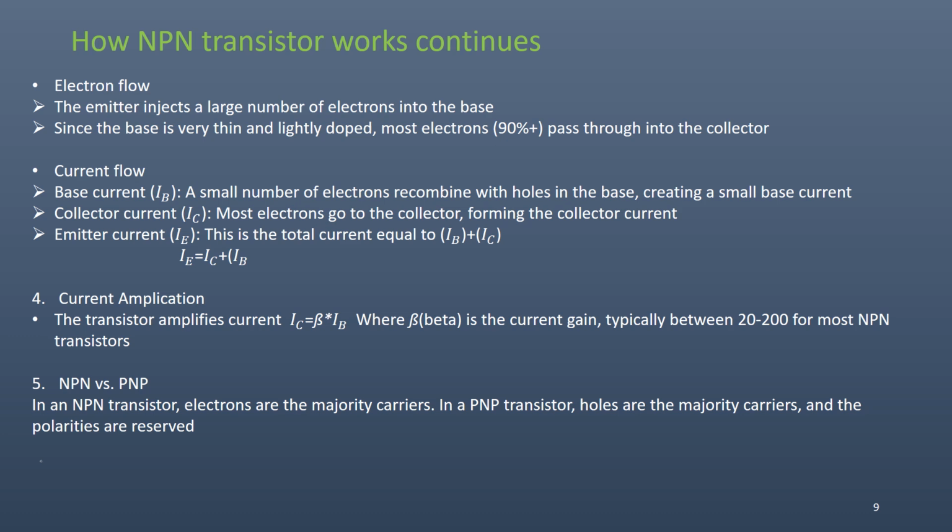Applications. Switching: when the base is fully on, the transistor conducts from collector to emitter like a closed switch. Amplification: a small current into the base controls a much larger current from collector to emitter.